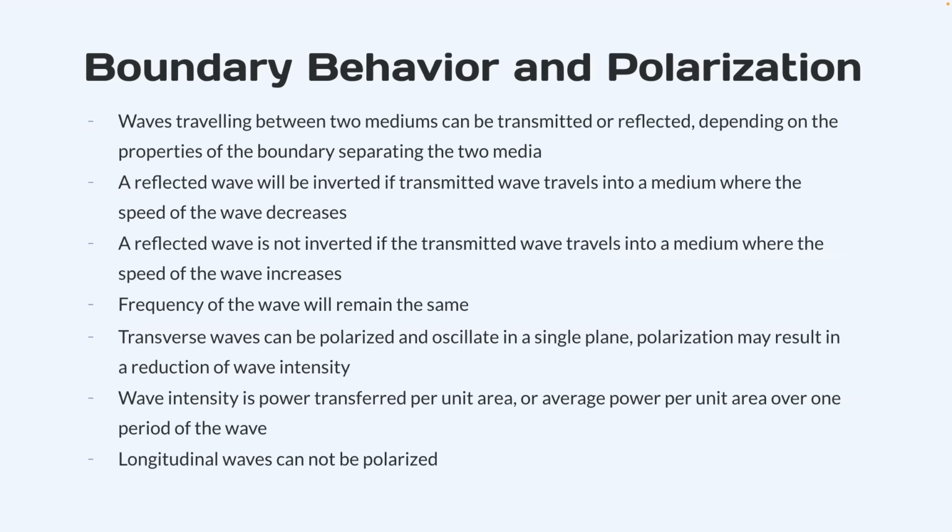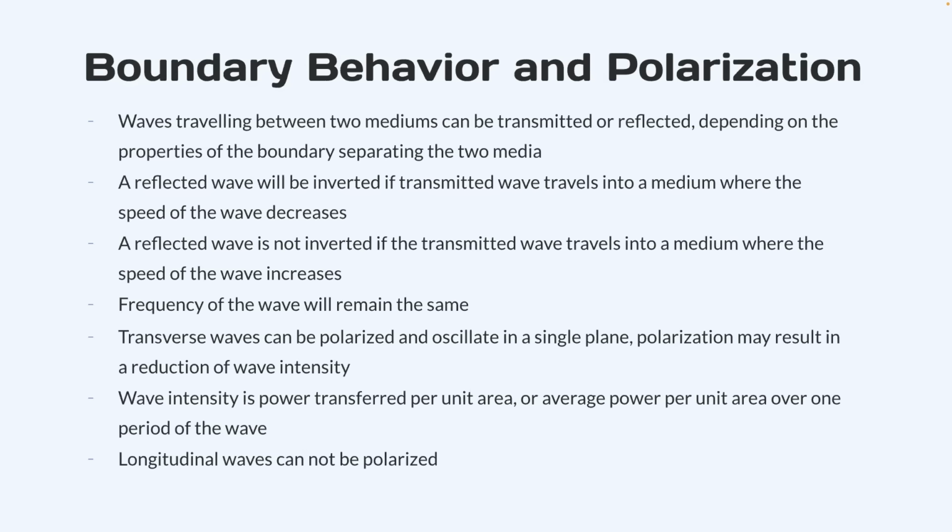So waves traveling between two mediums can be transmitted or reflected. But that depends on the properties of the boundary separating the media. Reflected waves will be inverted if the transmitted wave traveled into a medium where the speed of the wave decreases. This is really important. But a reflected wave will not be inverted if the transmitted wave traveled into a medium where the speed of the wave increases. The frequency of the wave will remain the same, no matter what.